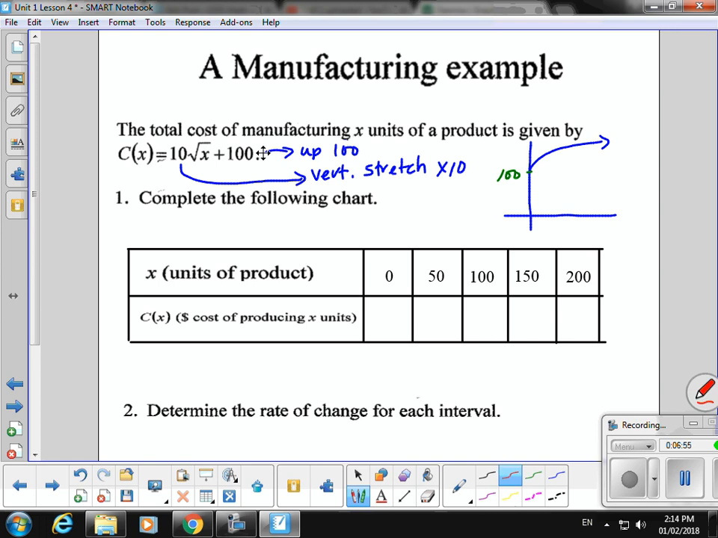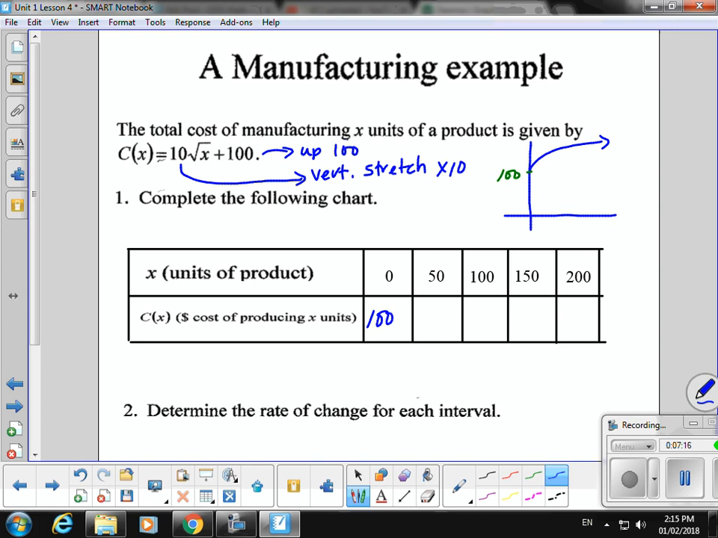Okay. So with that in mind, we're going to fill out the table of values, and we're going to determine the rates of change and the instantaneous rate of change. So when my X value is 0, I have produced 0 units. I still have an initial value of 100.